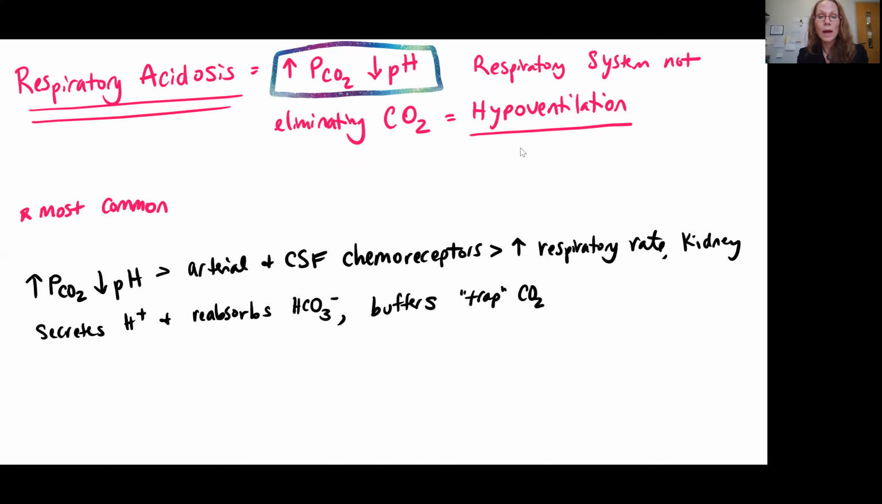So what will happen here is you have chemoreceptors in the atrium and in the cerebrospinal fluid that are going to be stimulated. They will increase your respiratory rate, so just get more of that CO2 out into the atmosphere. You will see the kidney secreting hydrogen ion and reabsorbing bicarbonate ion, so you're increasing your buffer system. And so you're going to be recruiting all these buffers to help you trap the extra CO2, and by saying that, I really mean the extra hydrogen ion.